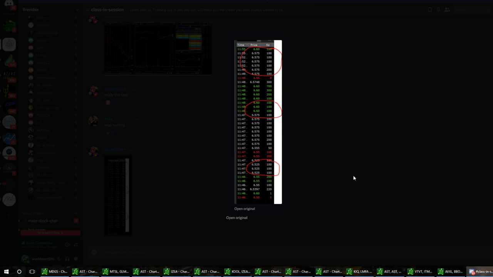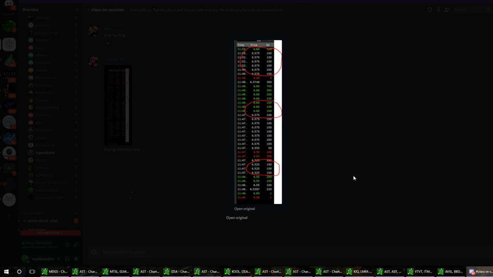The algo does two things, right? The algo is buying into weakness. Why are they buying into weakness? Because this stock is tanking. I just want to make this clear: the stock is tanking, but now they're buying the weakness. Does that make sense? They're stepping in here. That's why I'm saying the algo is stepping in.